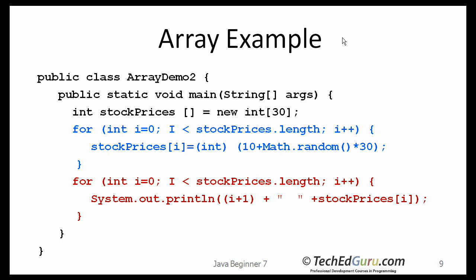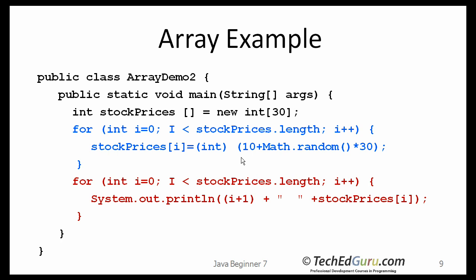Here is an example of how you could use arrays with loops. I am creating an array with 30 elements. In this case, it is going to hold stock prices for March 2010. And rather than read them from a file or get them from a database, I'm just going to create the stock prices by using random numbers. Remember, the random function would give me a number between 0 and 1, and I multiply it with 30 and add 10 to it. So I'm going to get my prices somewhere between 10 and 40.